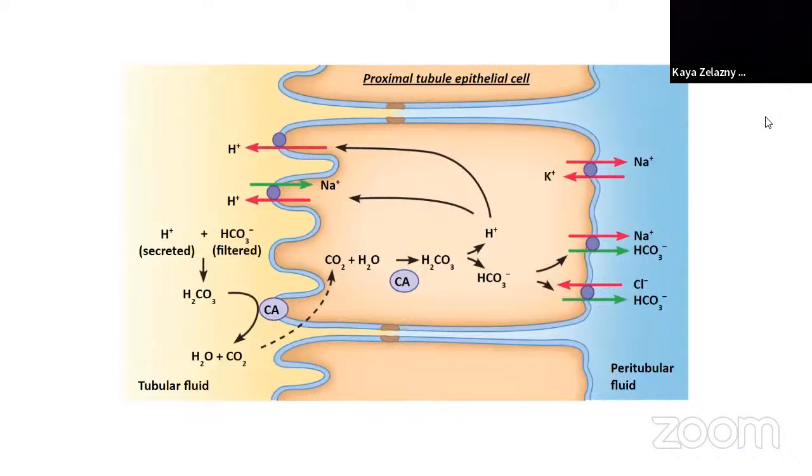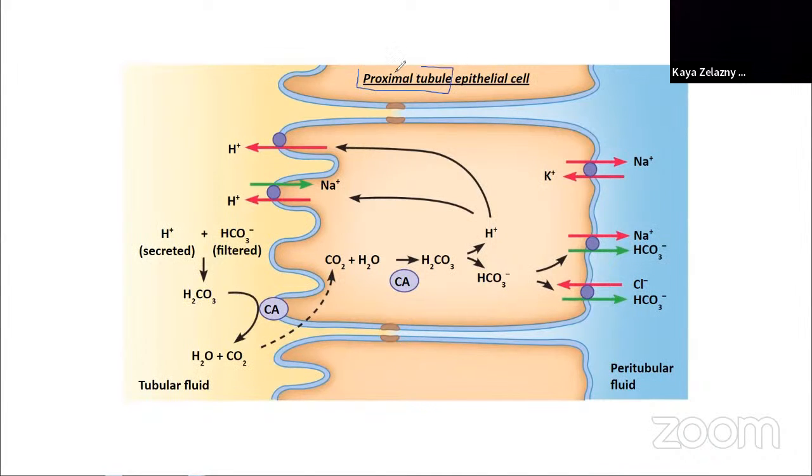We can look at a cell to see how that's happening. So we're starting here with the proximal tubule, right? So we're in the proximal tubule. So we're expecting to see our secretion of hydrogen ions. Of hydrogen. And we're expecting to see our reabsorption of bicarbonate.